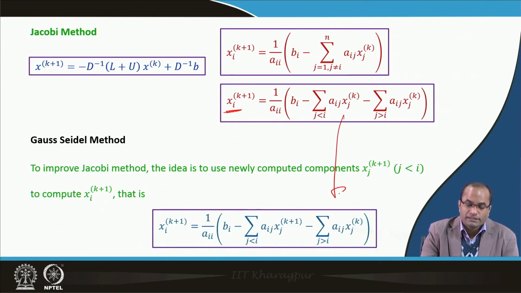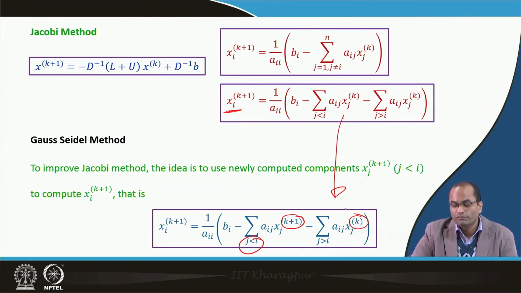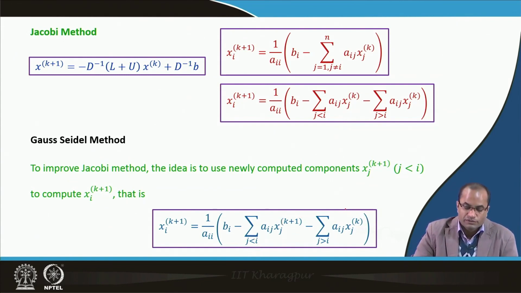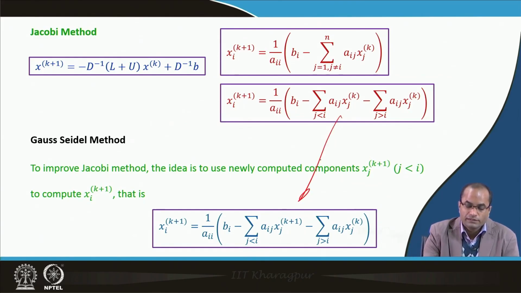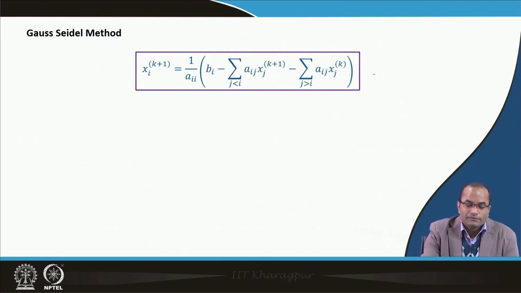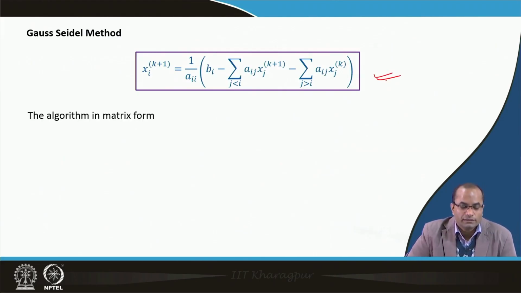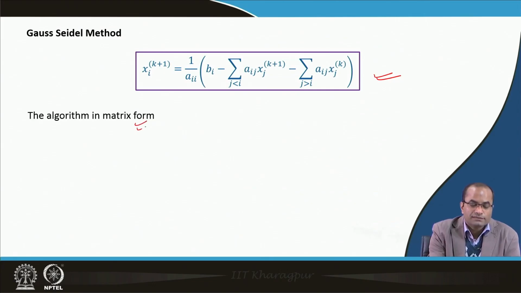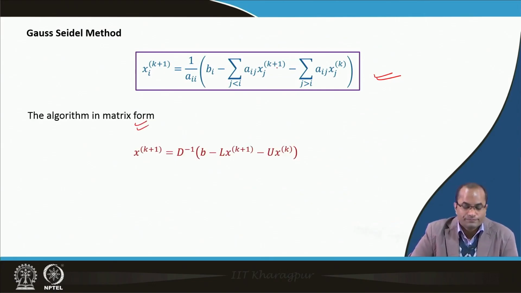So, this scheme basically becomes that whenever j is less than i, we use these computed values, and for j greater than i we obviously use the values from the previous iteration. That is the only difference in these two. Here the kth values are used, here (k+1)th. So, newly computed values of x are used in the algorithm. This is the Gauss-Seidel method, and in matrix form again we can write this.